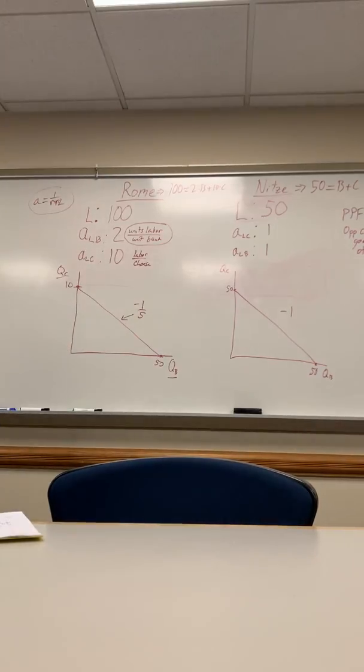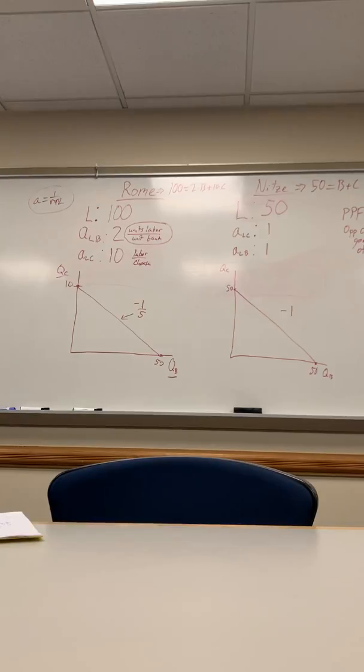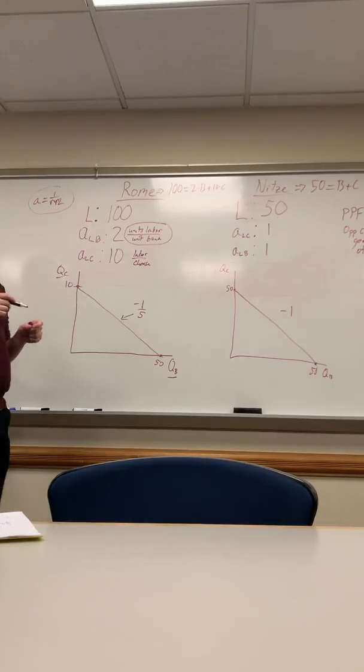We've said that that's our opportunity cost of bread in terms of cheese. So what does that mean? I've now said my opportunity cost of bread in terms of cheese in Rome is 1/5. Can someone tell me what that means, just in other words? It'll cost you 5 loaves of bread for 1 piece of cheese. Yep, 5 loaves of bread for 1 piece of cheese, or 1/5 of a piece of cheese for 1 loaf of bread.